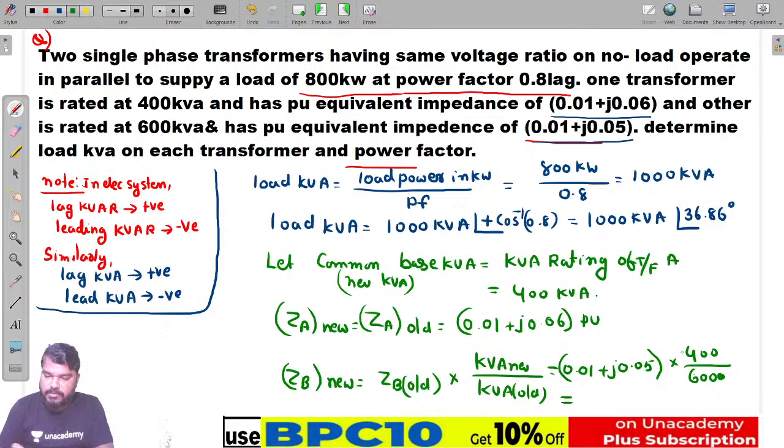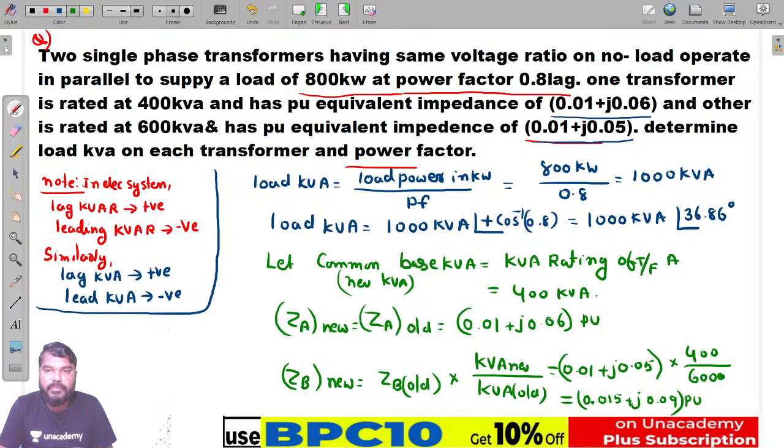Okay, calculate. This value is equal to 0.015 plus j 0.09 per unit values. Okay, so we got ZA and ZB values.